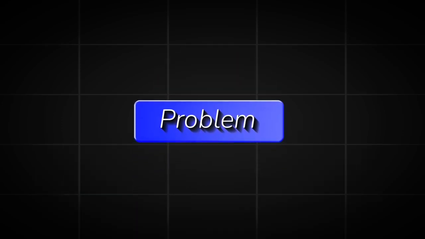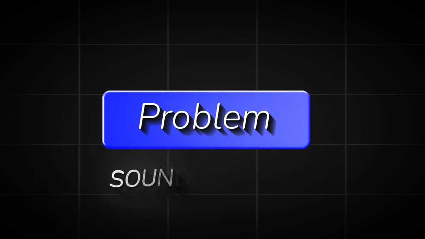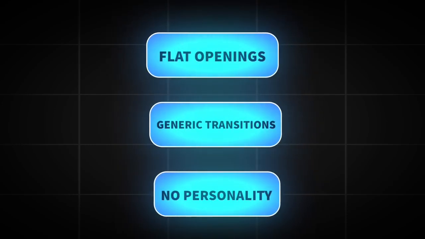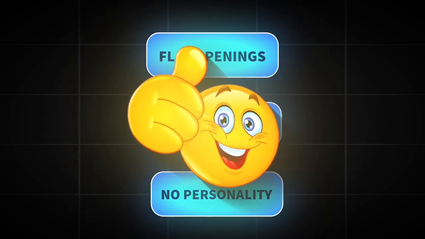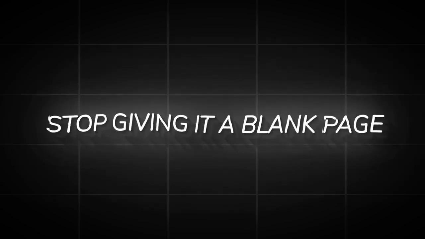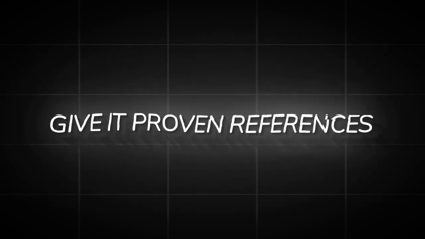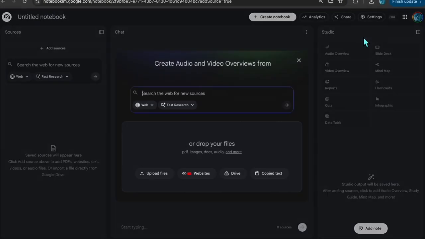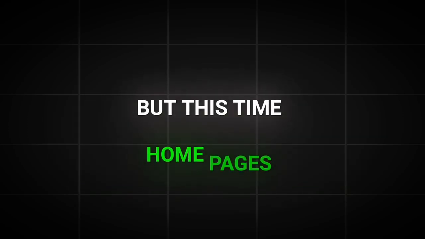The biggest problem with AI-written scripts is that they all sound the same. Flat openings, generic transitions, no personality. The fix is simple. Stop giving it a blank page. Give it proven references. Open NotebookLM and create a new notebook. Remember those 6 YouTube channels we used in the previous step? We're going back to them, but this time, we're not looking at their home pages.